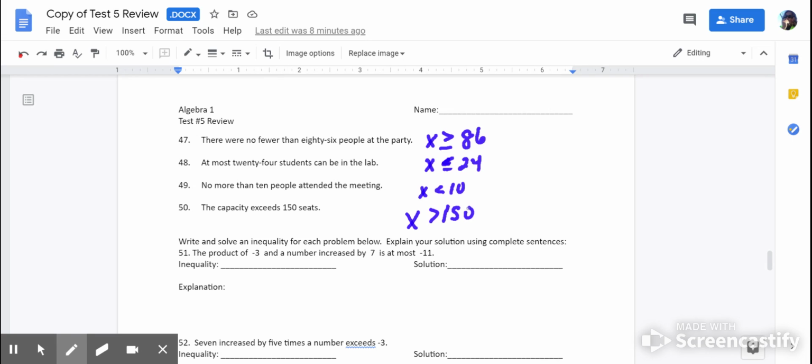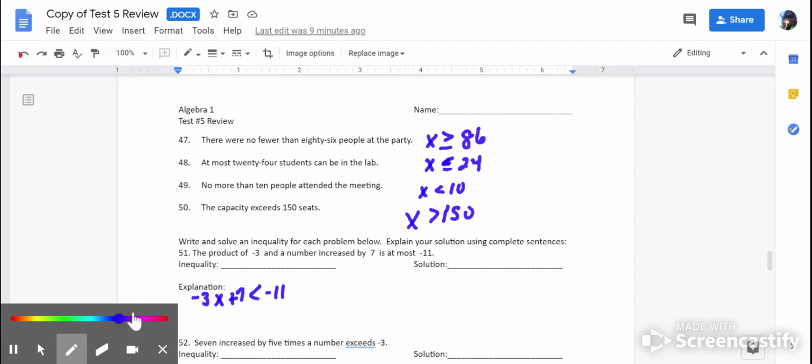Again, we're going to set them up and then we're going to solve. So the product of -3 and a number, x, increased by 7 is at most, okay, so the highest number will be -11. At most means that it is less than or equal to.